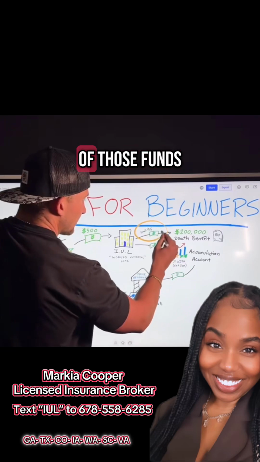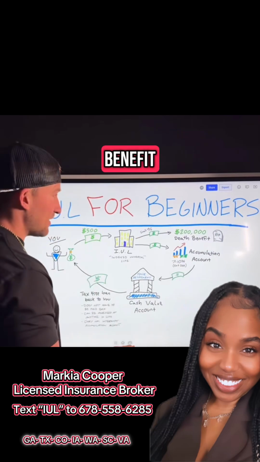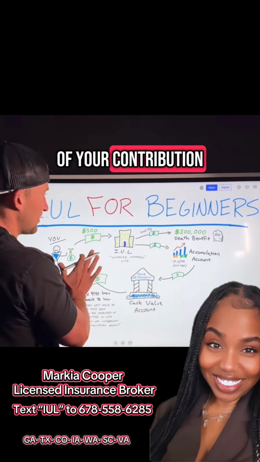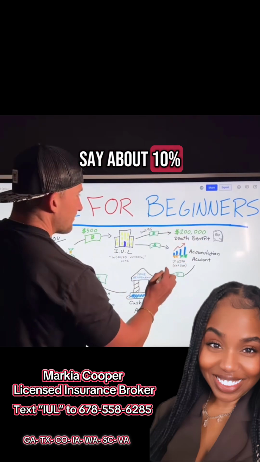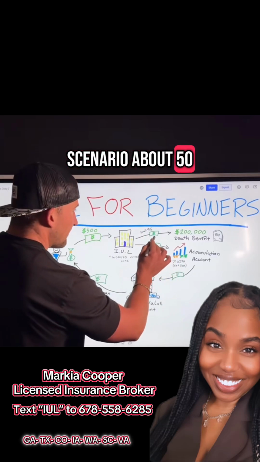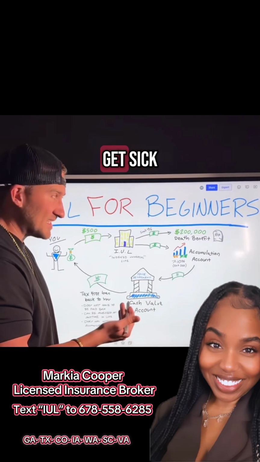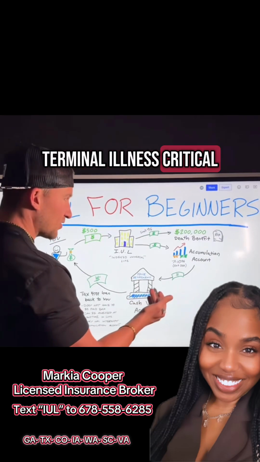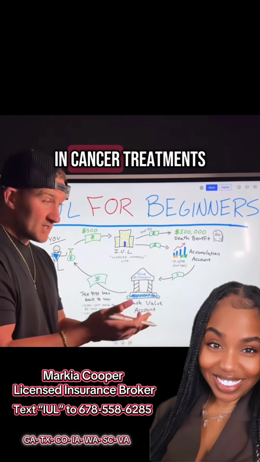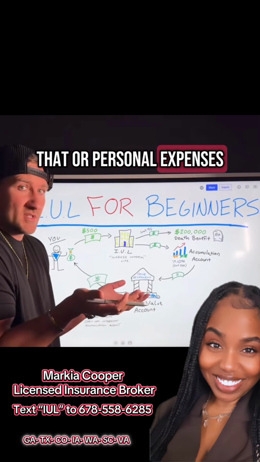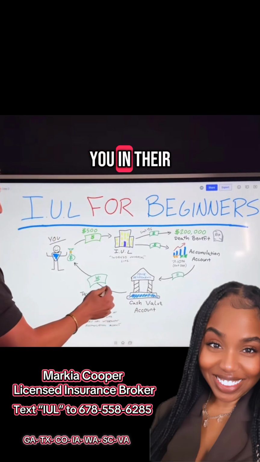A small percentage of those funds are going to go towards a death benefit, an immediate death benefit, typically about 10% of your contribution. It's based off your age, health, and gender, of course, but for this scenario, we're going to say about 10%. So in this scenario, about $50 is purchasing a death benefit. So if you were to pass away tomorrow or get sick, critical, chronic, terminal illness, critical injury, that $200,000 is going to pay out to your family to aid in cancer treatments or anything like that, or personal expenses, and or if you pass away, it's going to aid in their burden that they just lost you in their house expenses.